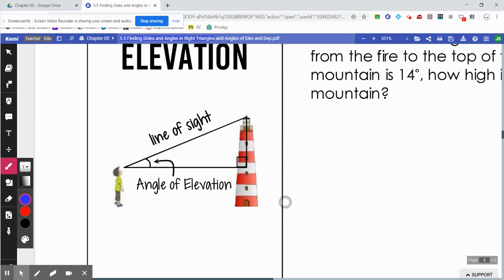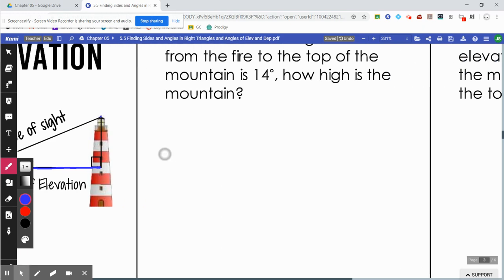If you're looking at maybe the top of a tower or a lighthouse here, if you were looking straight, your eyes would be looking here. However, as you tilt your eyes up, this angle right here that I just marked is what we call the angle of elevation. It's the amount of angle that you tilted your eyes up to see something. So looking straight versus looking up, okay?